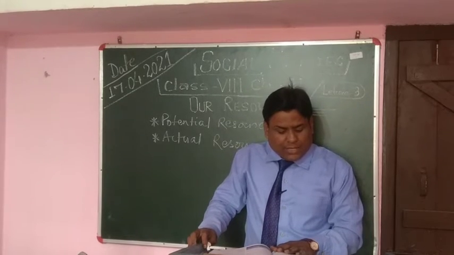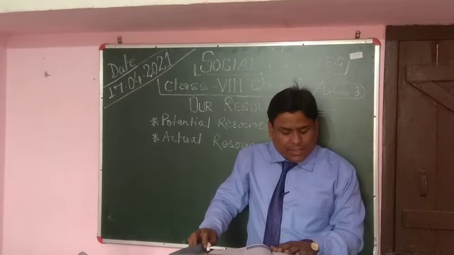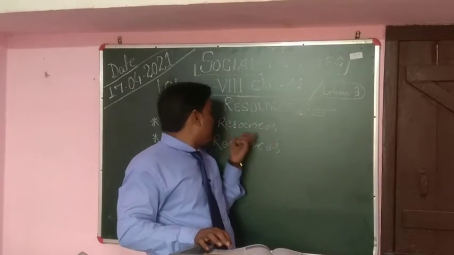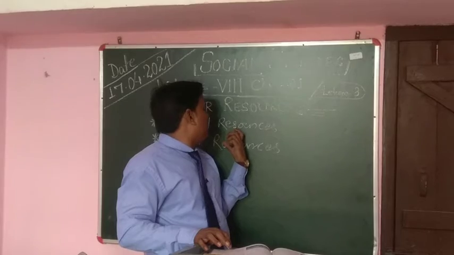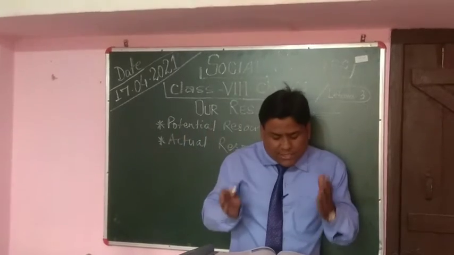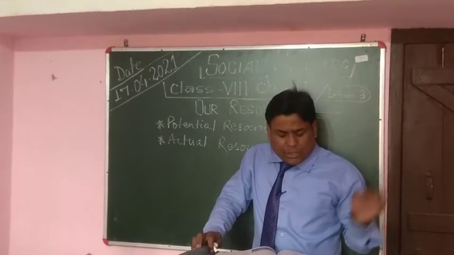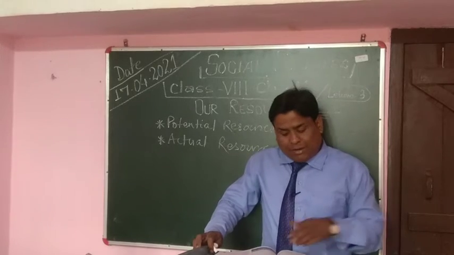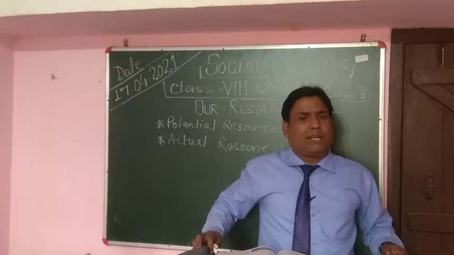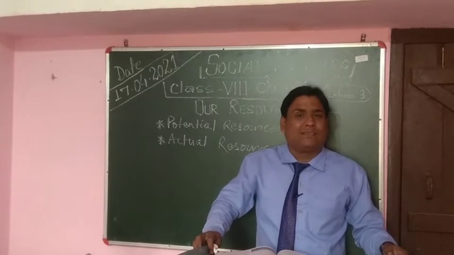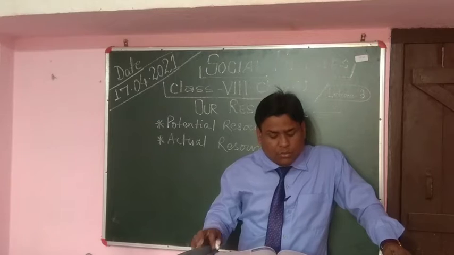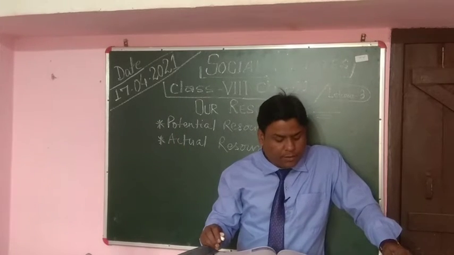On the basis of distribution, natural resources can be classified in two categories. The previous classification was on the basis of development: actual and potential resources. Now on the basis of distribution, they are ubiquitous resources and localized resources. You have to note down these definitions and understand them. These are very important definitions. Going further in your classes or in your future, these terms will be very helpful for you. So note down these definitions in your copy.